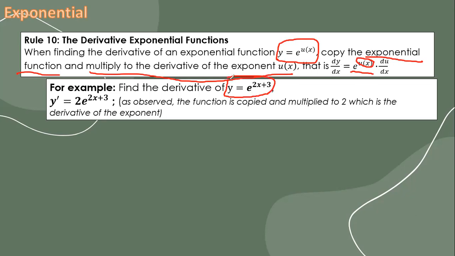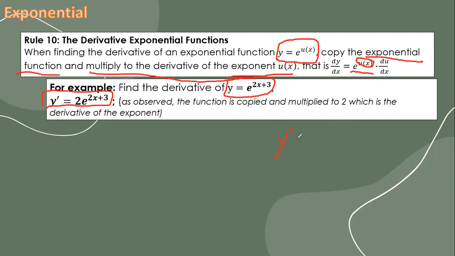So, for our example, y is equal to e raised to 2x plus 3. Ano ba yung derivative niya? So, as observed, okay, 2 times e raised to 2x plus 3. So, as observed daw, the function is copied and multiplied to 2, which is the derivative of the exponent.